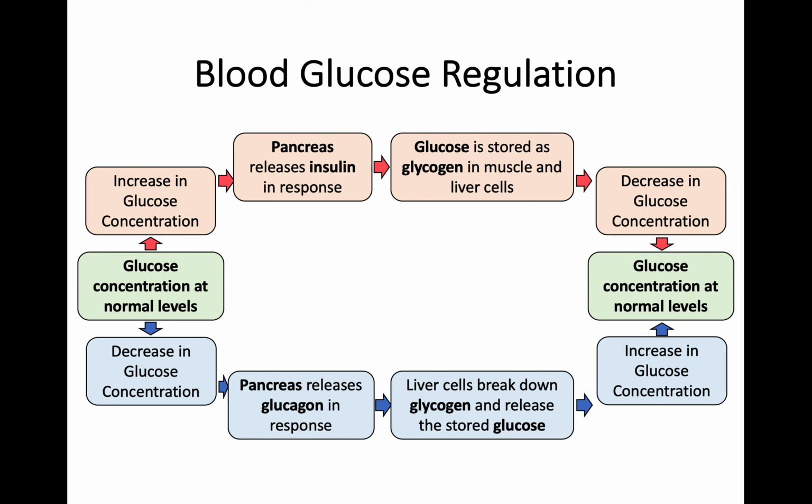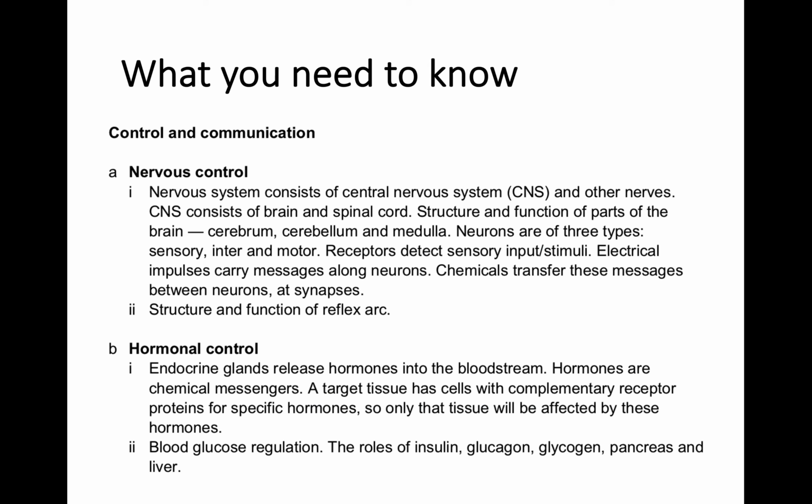So for this main part here, it can be confusing because the words sound very similar, but you need to know about glycogen being the storage form of glucose. You need to know that insulin will turn glucose into glycogen and that glucagon will turn glycogen back into glucose.